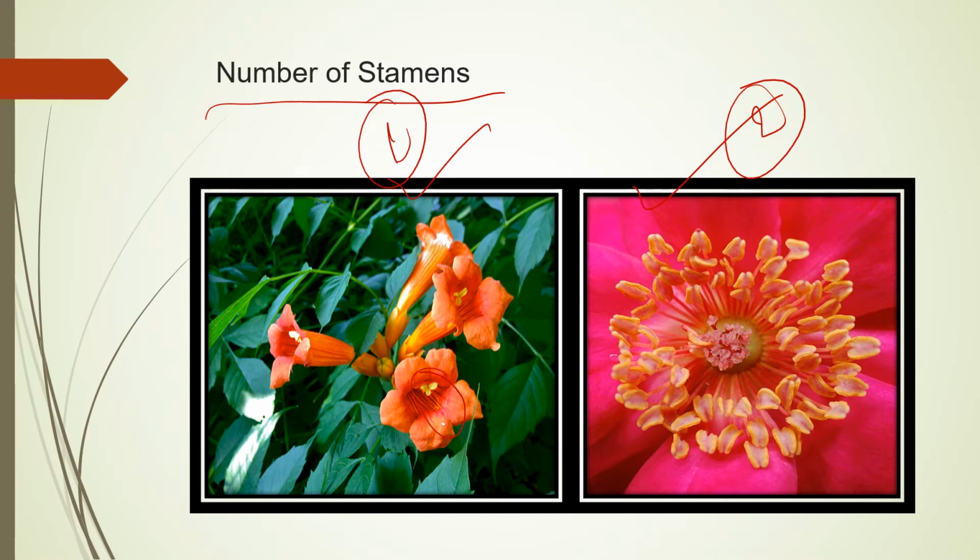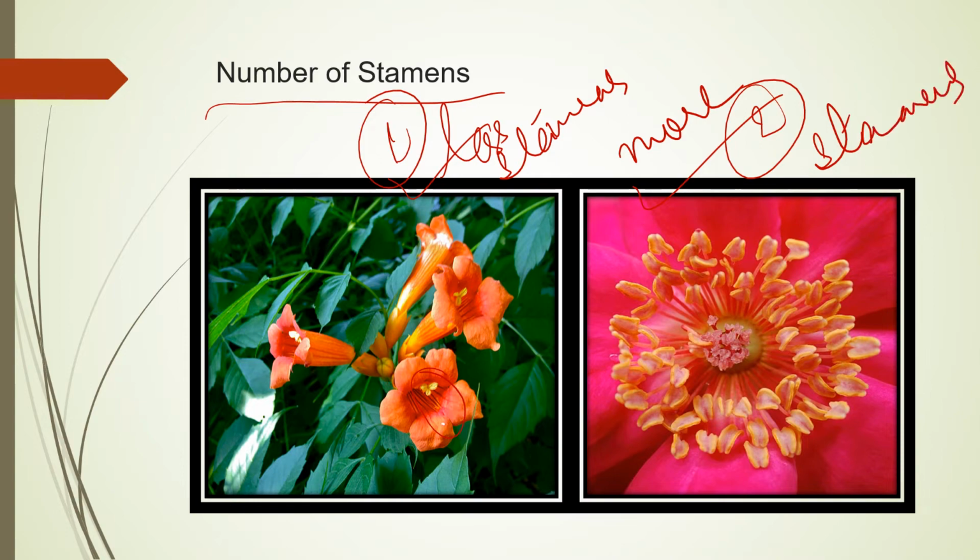Like in rose, there are several dozens of stamens, whereas Jacaranda is a flower that has only 4 stamens. Is it clear? There are many examples of plants having very few stamens, whereas roses have dozens and dozens of stamens. So the variation in the number of stamens is like this. Some flowers have less, whereas some flowers have more. So here we can write that they have fewer stamens, and here that they have more stamens.